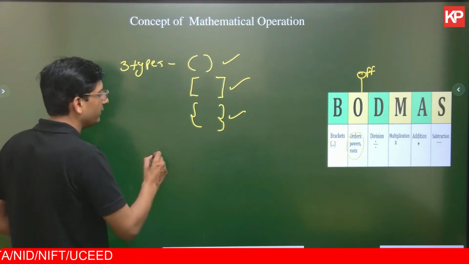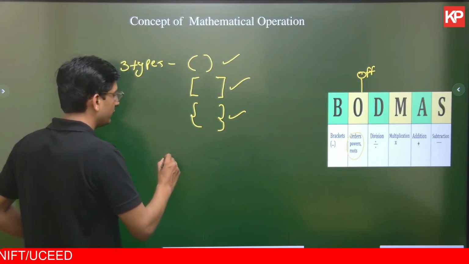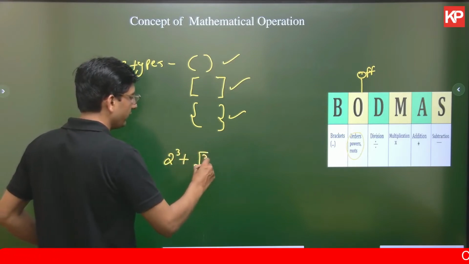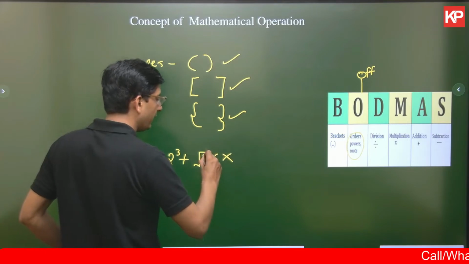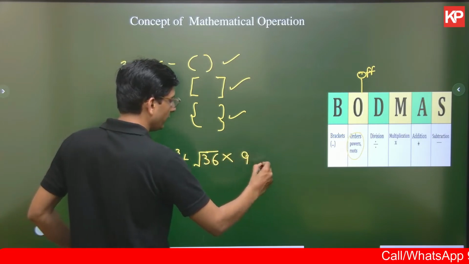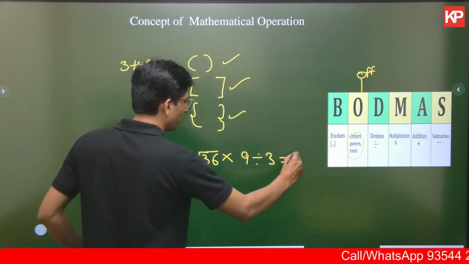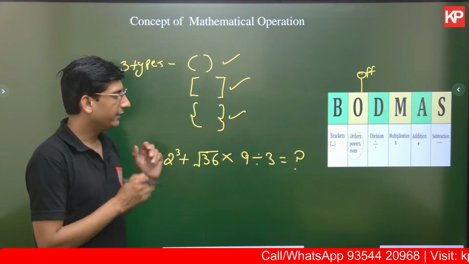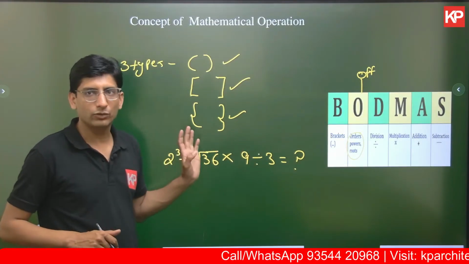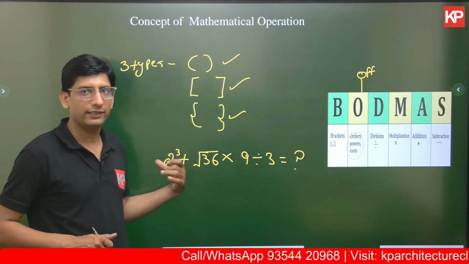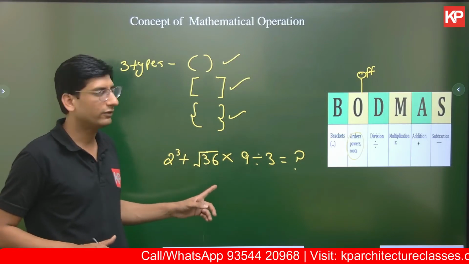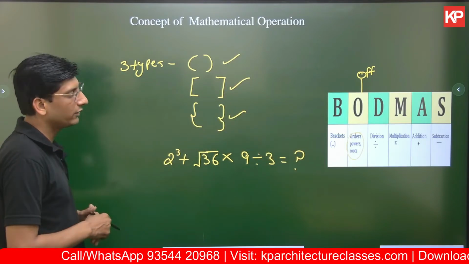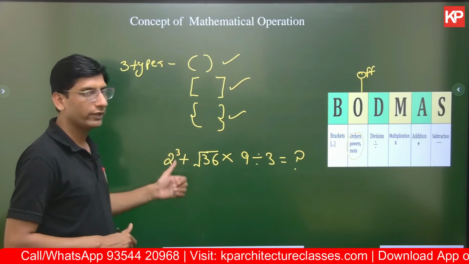Suppose, let's take another equation like this: 2 raised to the power 3 plus root 36 multiplied by 9 divided by 3 is equals to what? Suppose this time we have to solve this equation. So in this, again, see if there is any bracket. No, there is no bracket. If a bracket is given here, then again you have to solve that bracket first, and then second is off. Off again means order of powers. So we have to solve this one first.